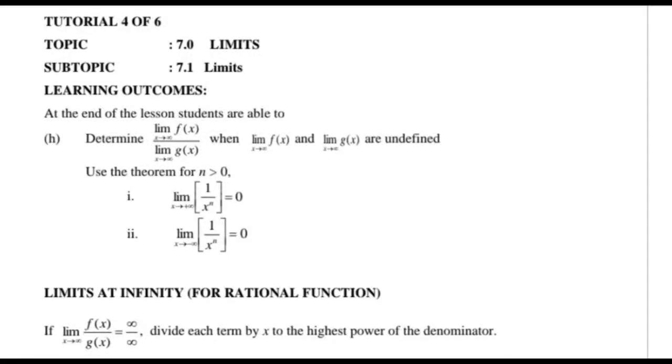Hi, in this tutorial, we will learn more on the value of limit as x approaches positive infinity or negative infinity. Let's take a look at the theorems that we have to use. The first theorem is when x approaches positive infinity and the function is 1 over x power n, the value of the limit will equal 0.